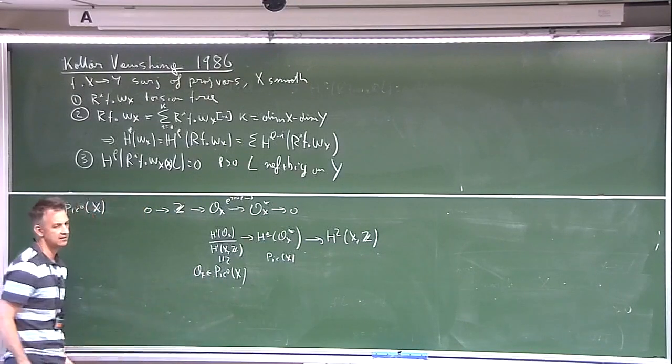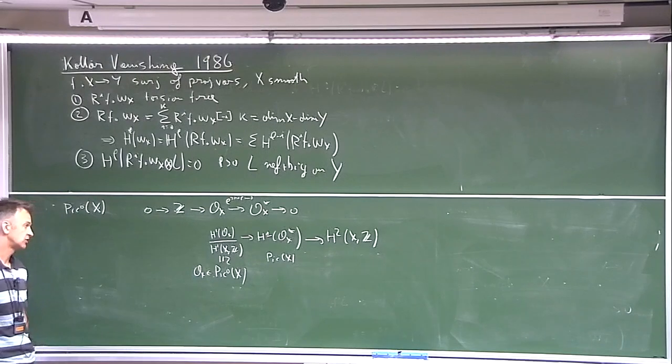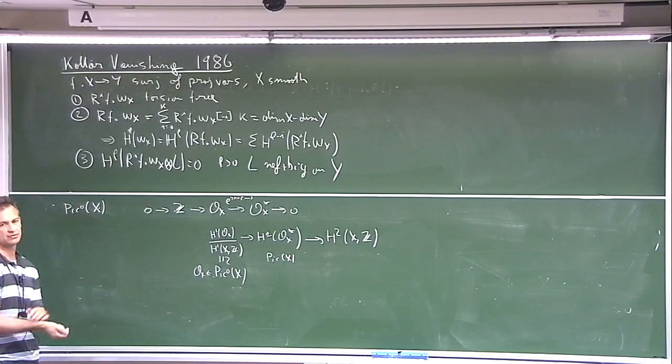And every other line bundle parameterized by Pic^0 of X is a topologically trivial line bundle. It's a deformation of the trivial line bundle.